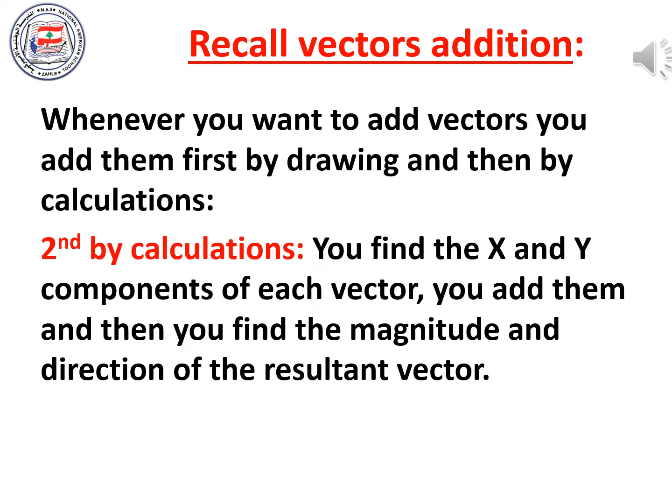Now I'm going to talk about how we can find the resultant vector by calculations. So also by calculation, we have to follow several steps in order to find the magnitude and the direction of a resultant vector. First, we find the x and y components of each vector that we need to add. Then you add the x and y components to find the x and y components of the resultant vector. And finally, we can find from these components the magnitude and the direction of the resultant vector. Now follow up with me so you can understand.